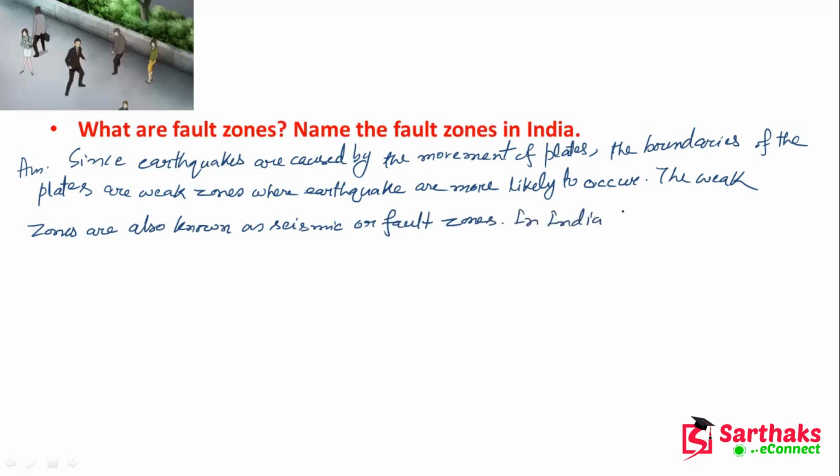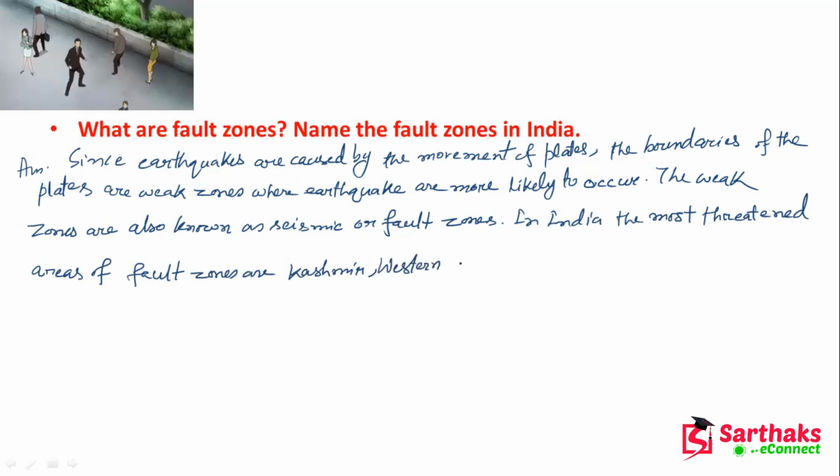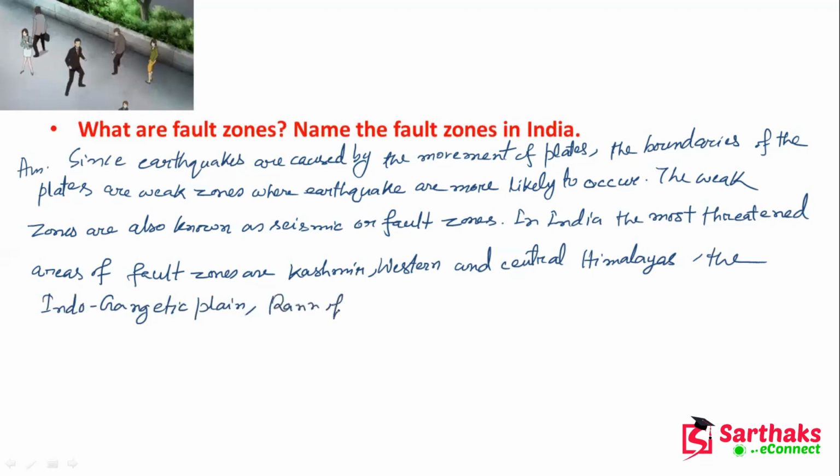In India, the most threatened areas of fault zones are Kashmir, Western and Central Himalayas, the Indo-Gangetic Plain, Rann of Kutch, etc. Okay.